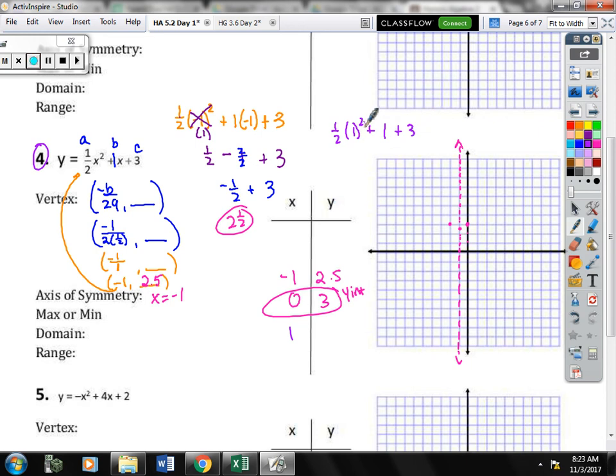But 1 squared is 1 times 1/2. So 3 plus 1, 4, 4.5. So go to 1, 4.5, put a point. Then we'll reflect that across the axis of symmetry to get another point. And then that's probably enough. If you want to be on the safe side, you can always come up with more points.